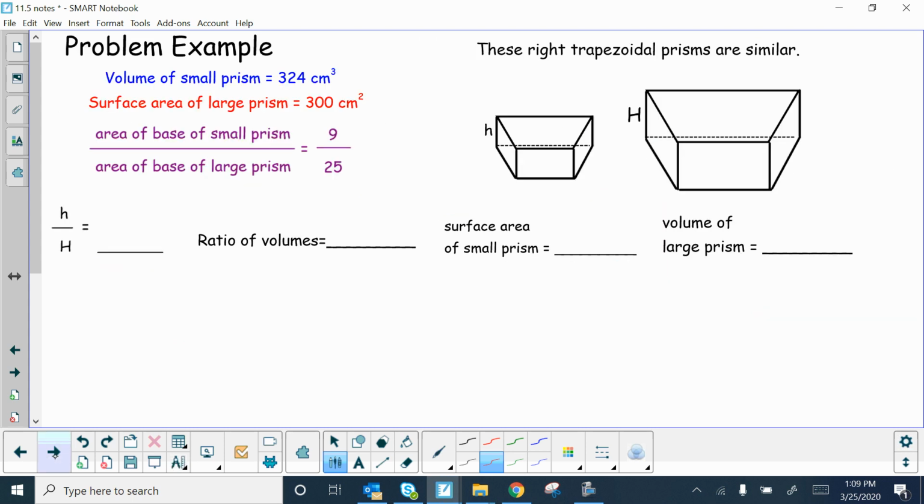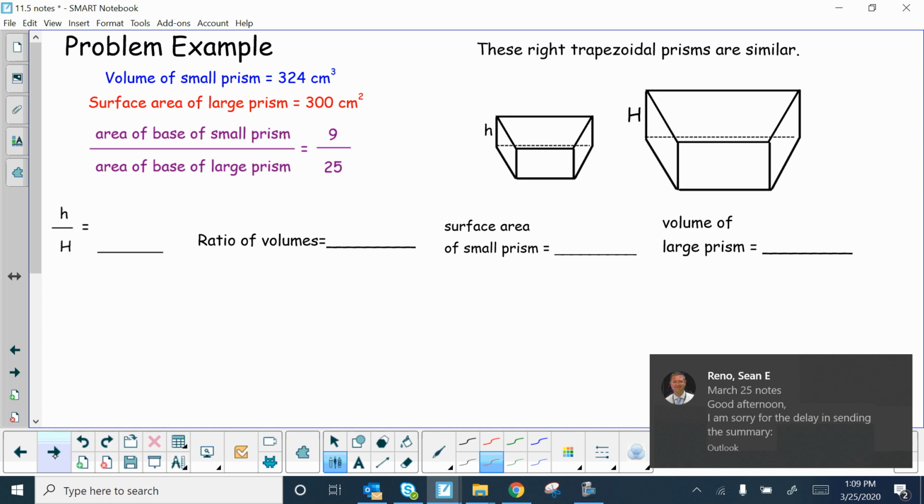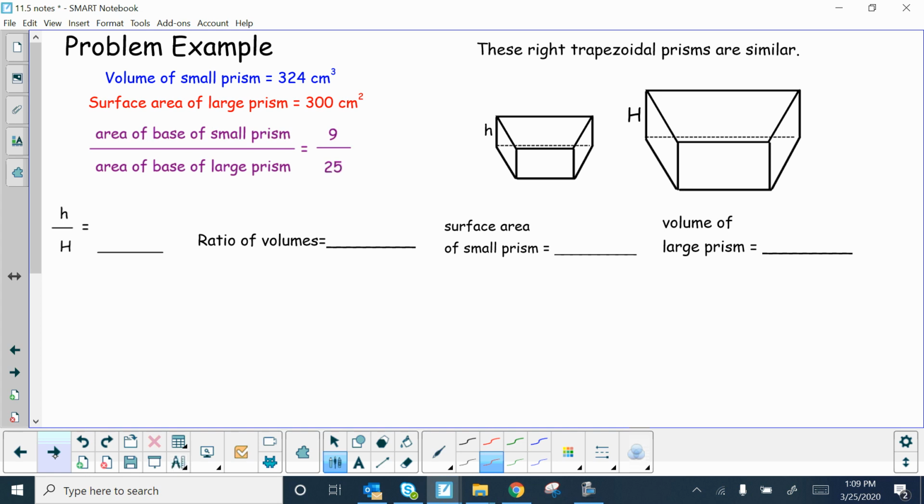So let's put it all together here. We have these two similar prisms. It says the surface area of the large prism is 300, and then they gave us the volume of the smaller prism here in blue. And it says the area of the base of the small prism is 9, and the area of the base of the large prism is 25.